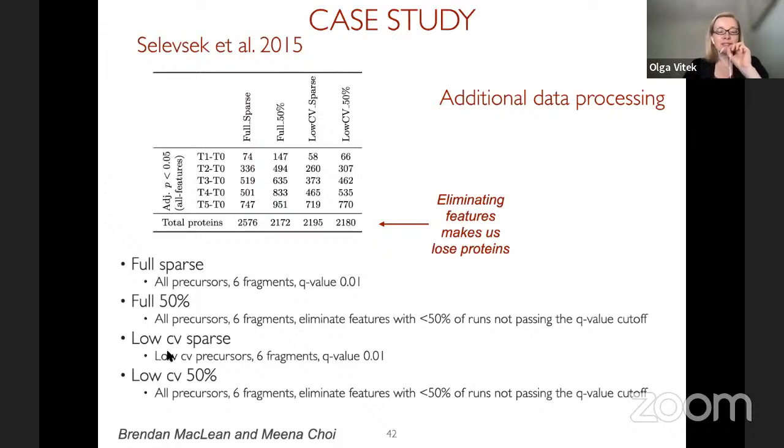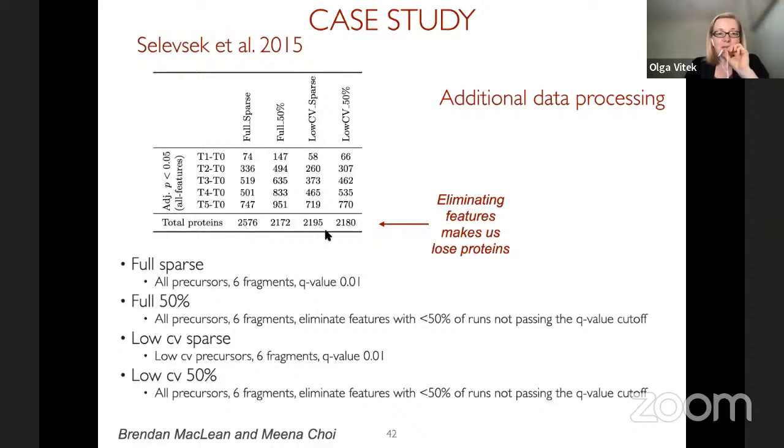And the same thing for low CV. Now let's take these, quote unquote, good quality precursors and just introduce some missing values if there is a problem with the Q value cutoff. And then let's eliminate the entire features if they do not pass the Q value cutoff. And well, it does matter.